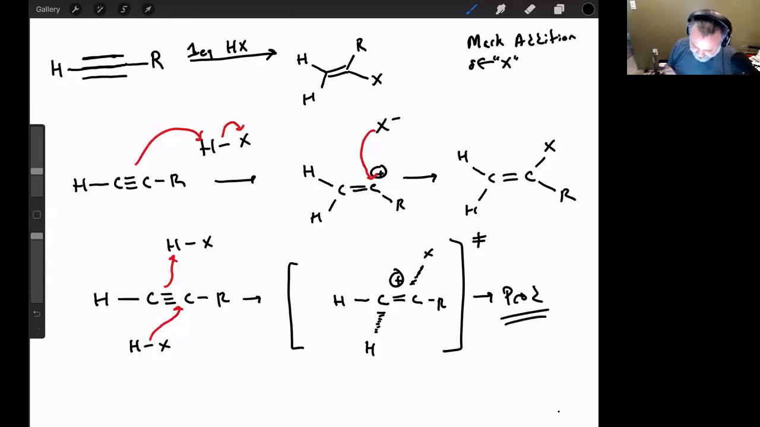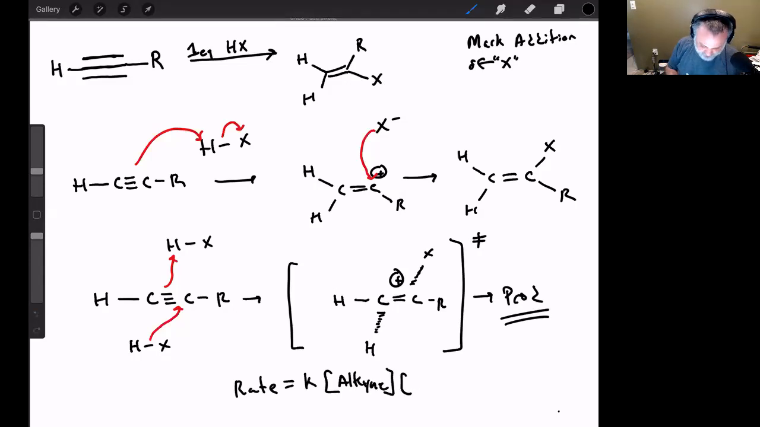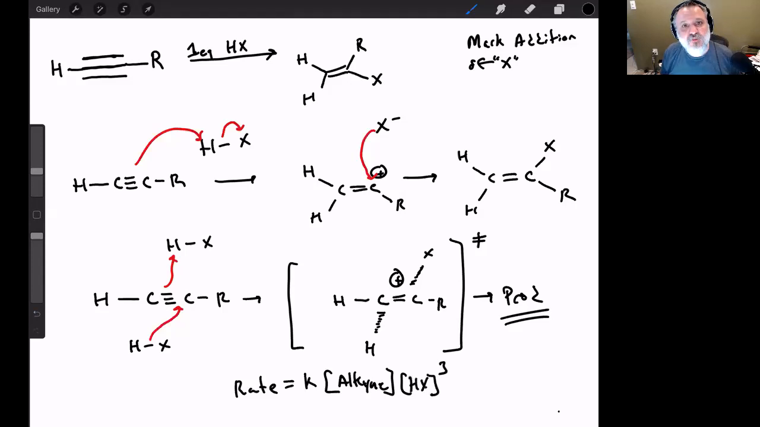And kinetic studies kind of support that the rate is equal to the concentration of the alkyne times the concentration of HX squared. So we'd say that the third order mechanism is supported. In truth, it's probably a little bit of a mixture of both.